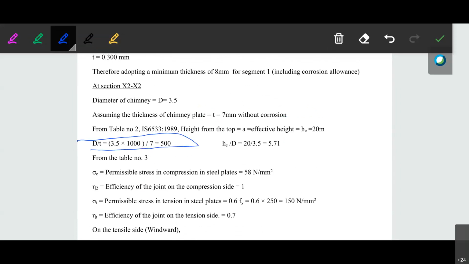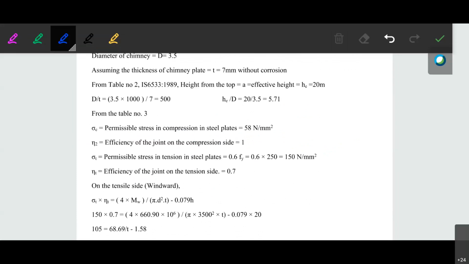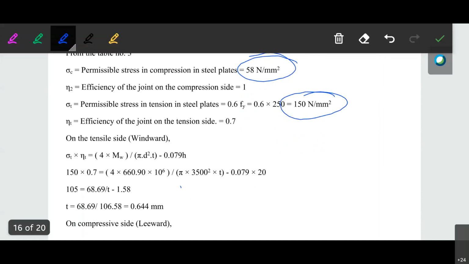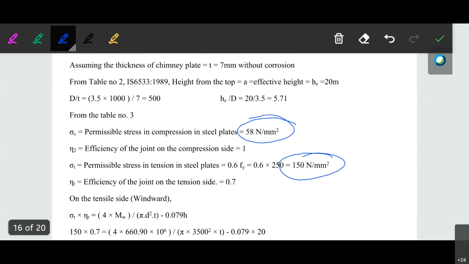As well as the value of he by d is again less than 20. So again inputting that particular value, the same permissible stress will be there at 58. The sigma t will not change anywhere. Sigma t will always be 150 Newton per mm square, as it does not depend upon the thickness of that particular plate or the he or the d.